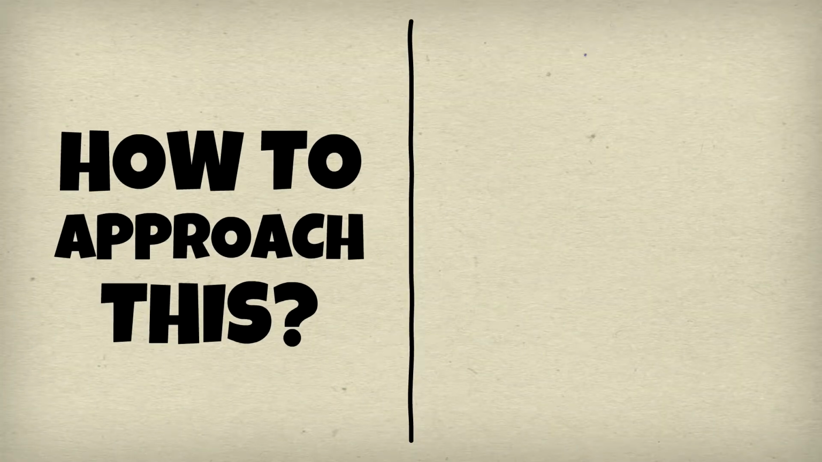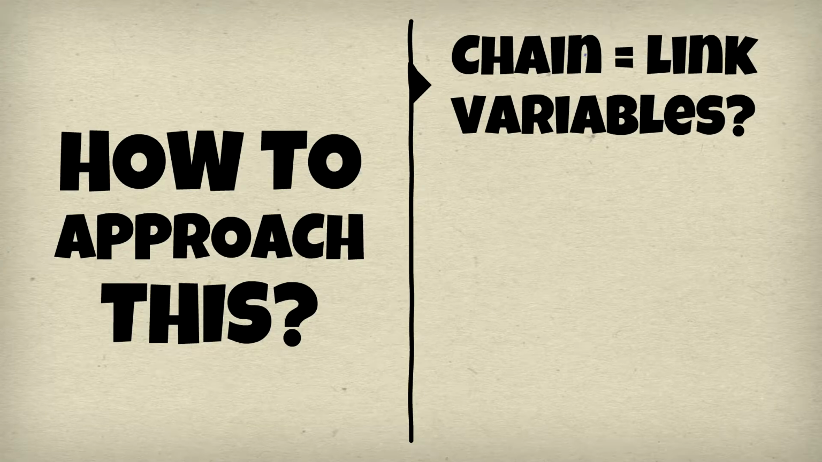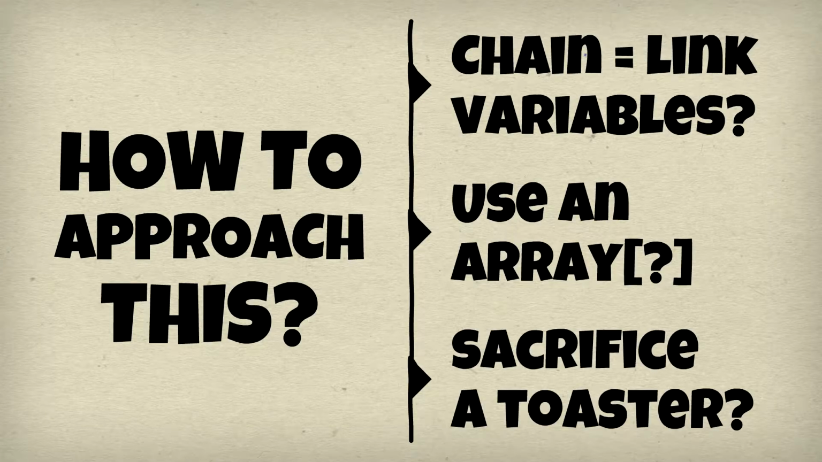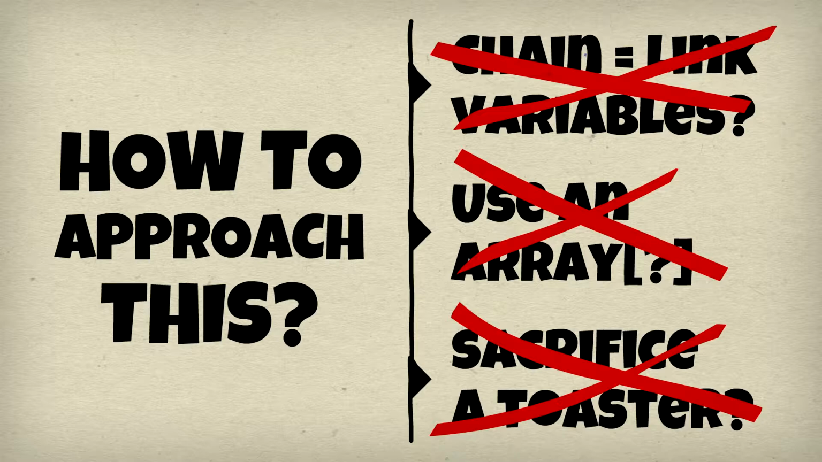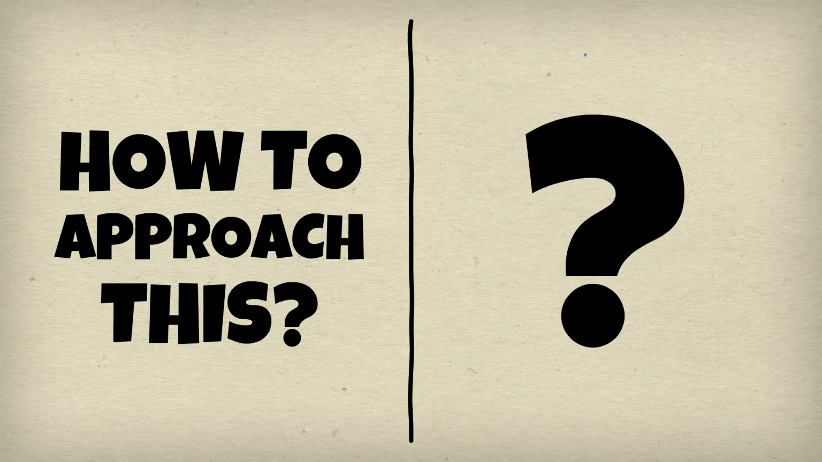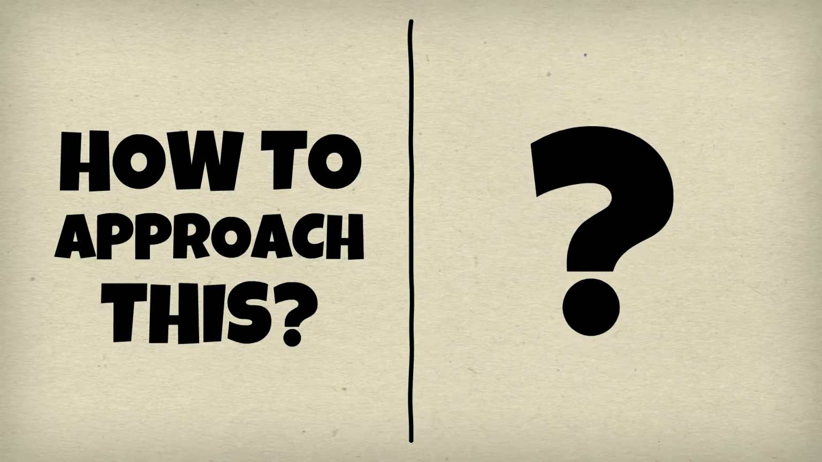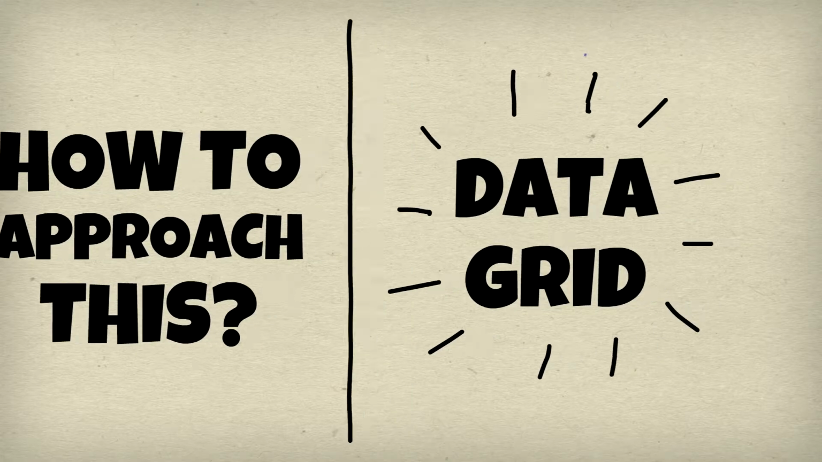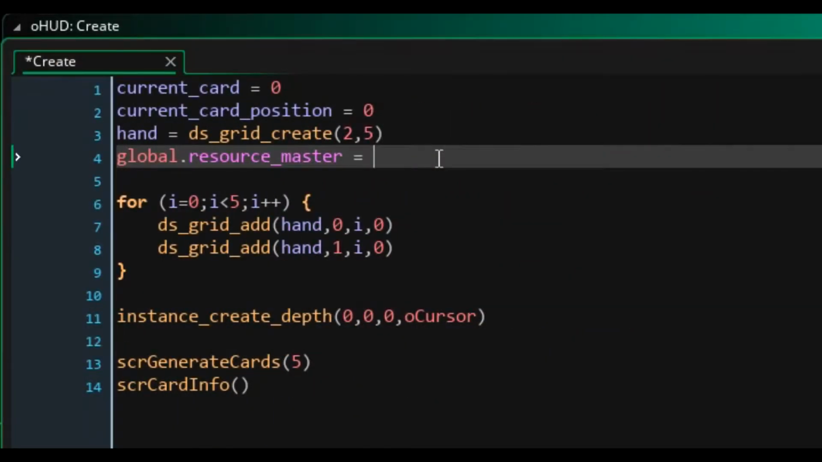I wasn't sure how to approach this, though I did have some ideas. Try chaining variables, maybe use an array. Sadly, none of those ideas would work, so I had to rethink my game plan. And it eventually all came back to our good old friend, the data grid. So first, I created the data grid that would help keep track of all the resources we gather.